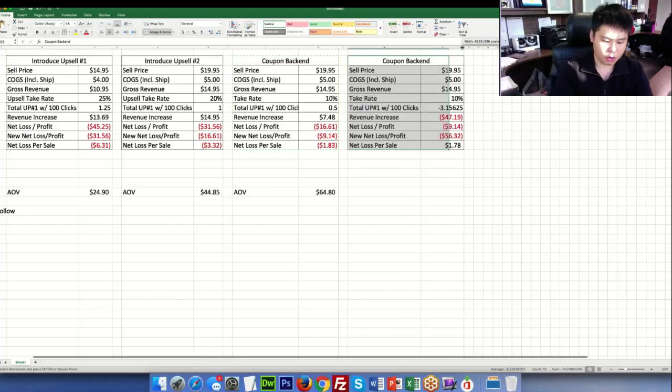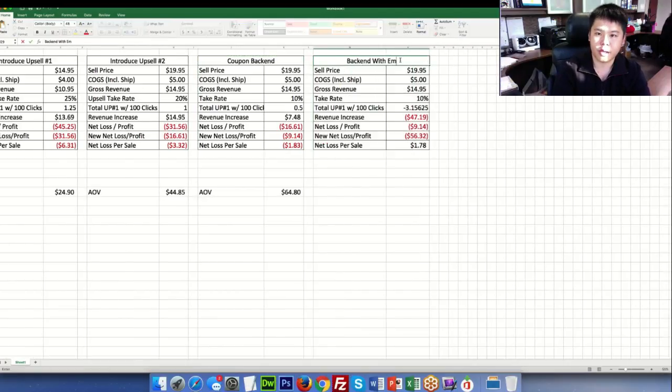All right, so back end with email plus more product. Okay, now we're not going to do sell price because we're just going to do industry average revenue per month per user.